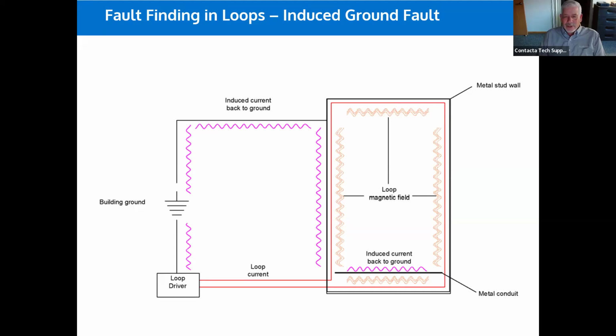But yeah, if you do a test loop in the middle of the room, it's going to turn out good. And then as soon as you run the wire tied up against the corners or the wall, you do your test and you go, well, what happened? Because now it isn't working, and that's the reason why.